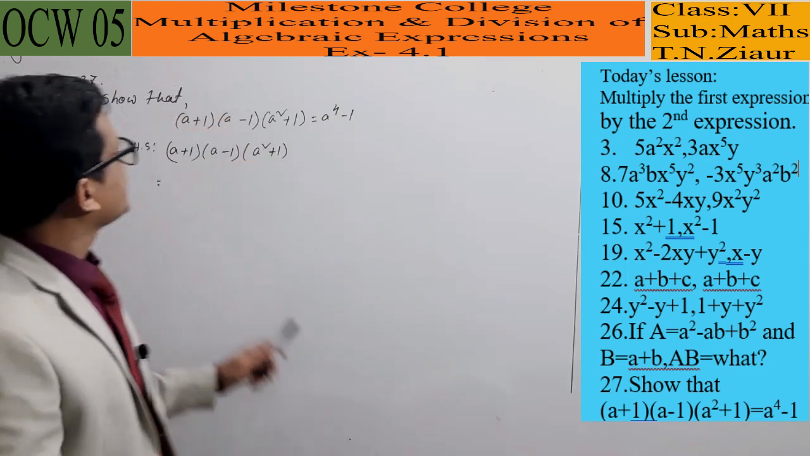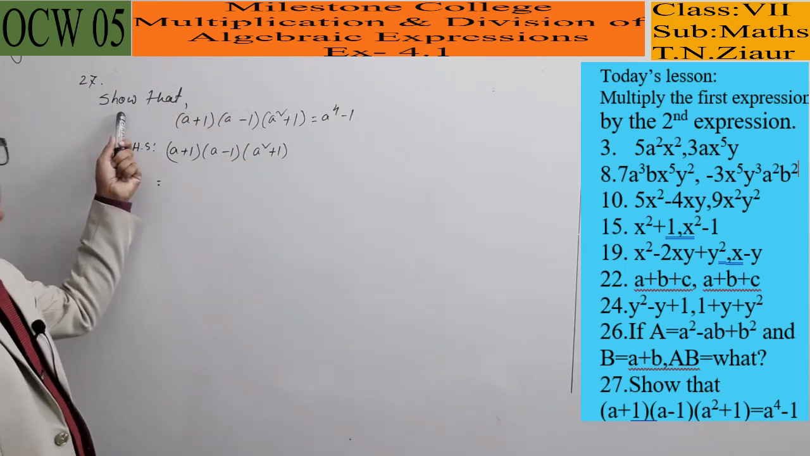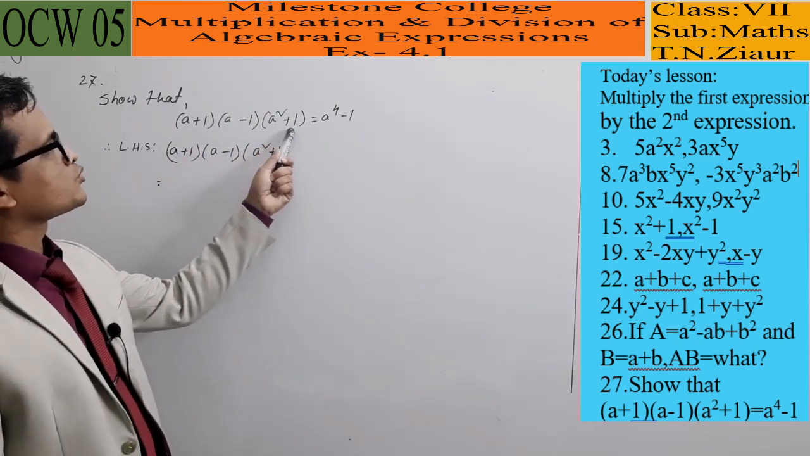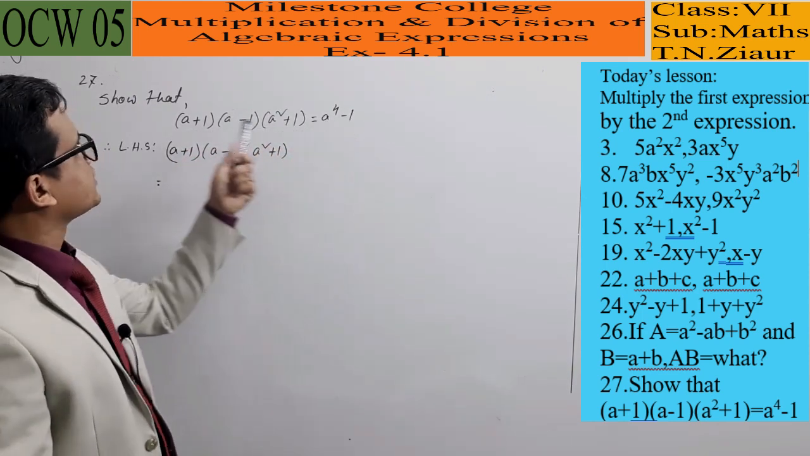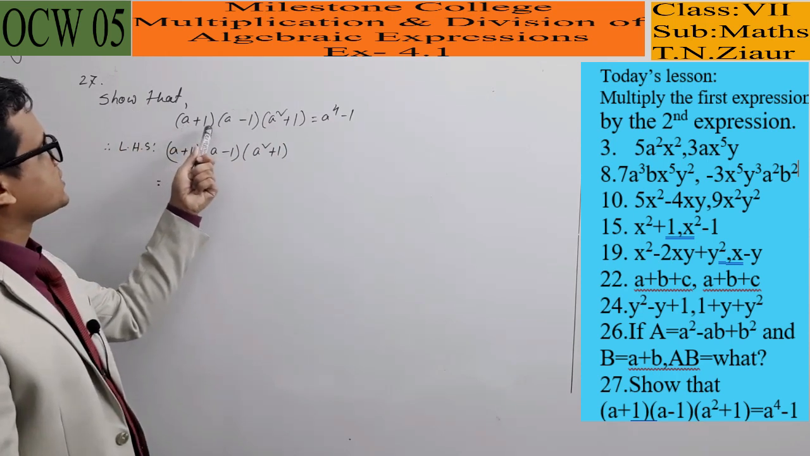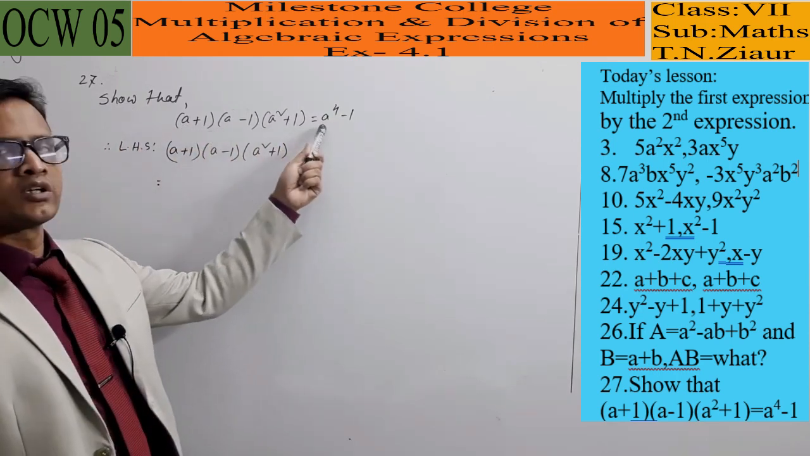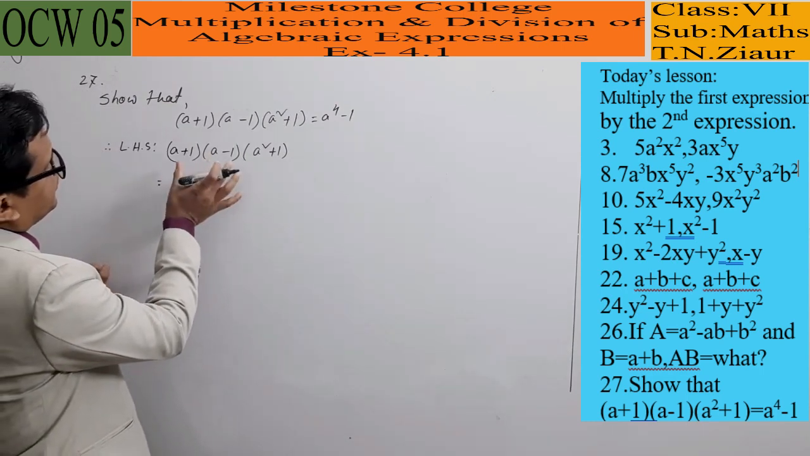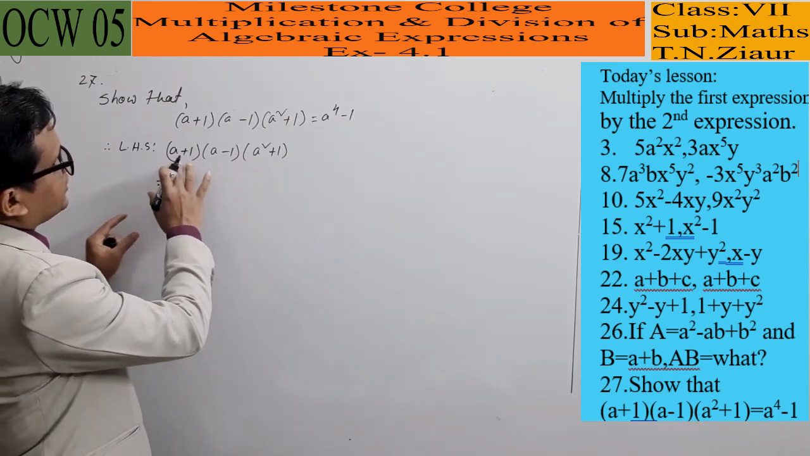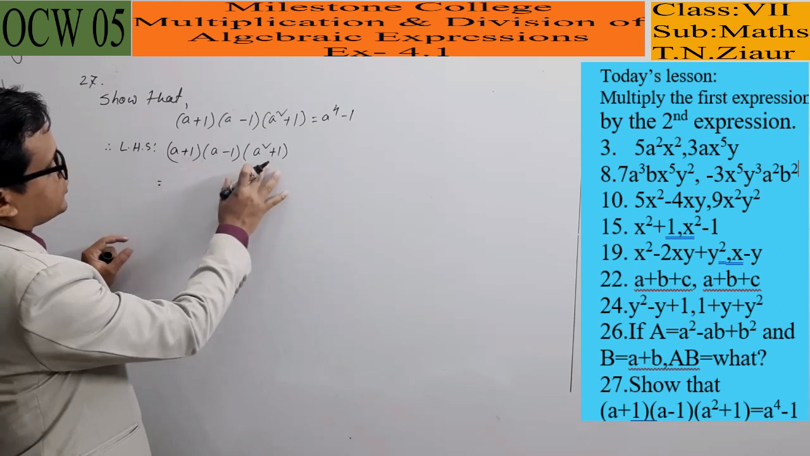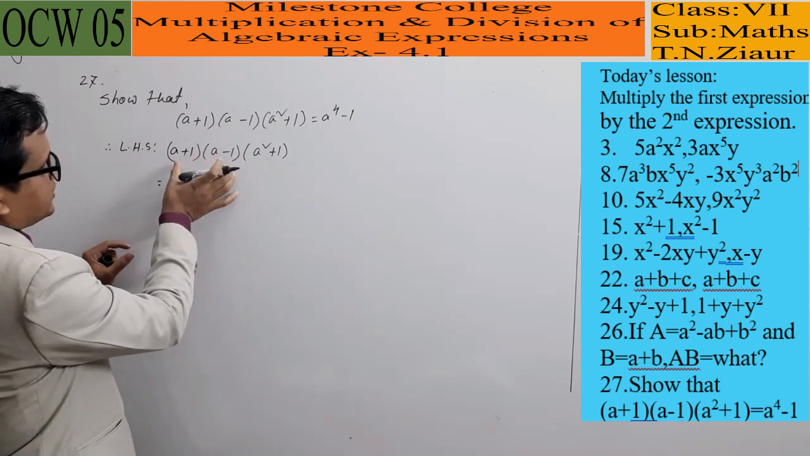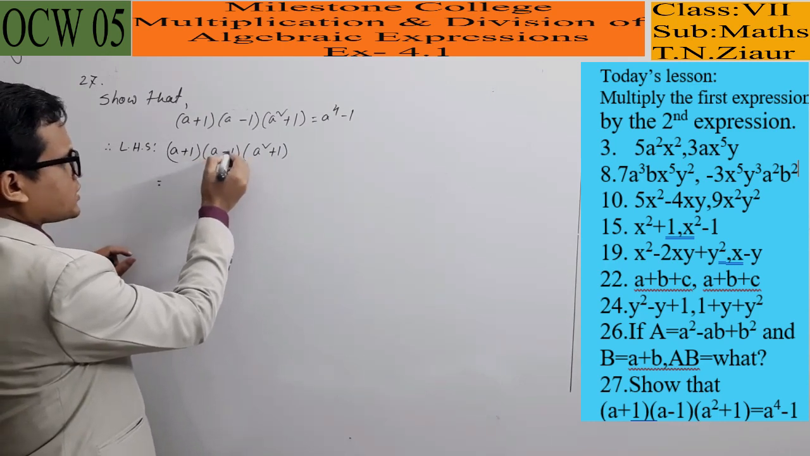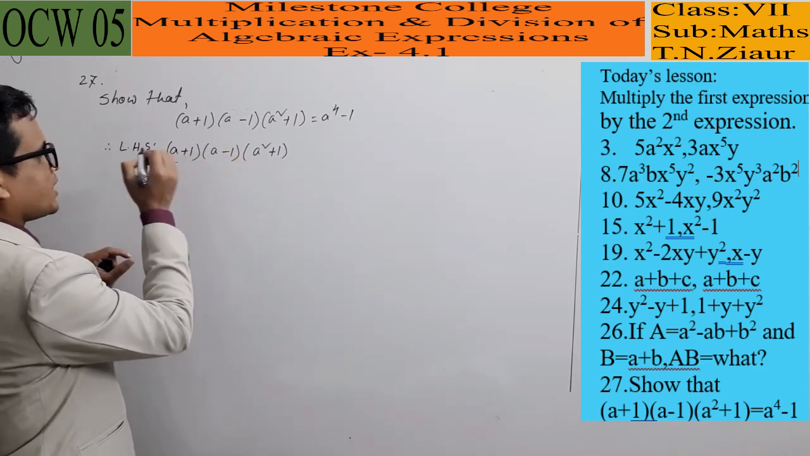Next, 27. My dear students, now we have to solve number 27: a plus 1 into a minus 1 into a square plus 1 is equal to a to the power 4 minus 1. First we have to multiply the left side and we'll get the right side. There are three expressions here. First we will multiply this expression; we take this one as the multiplier and this one as the multiplicand.